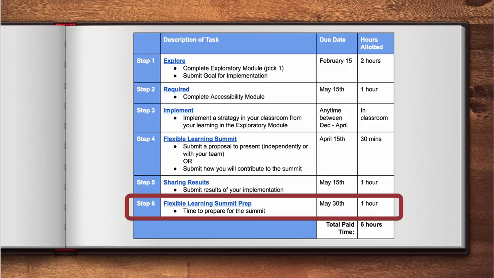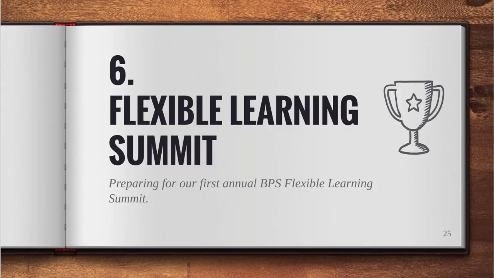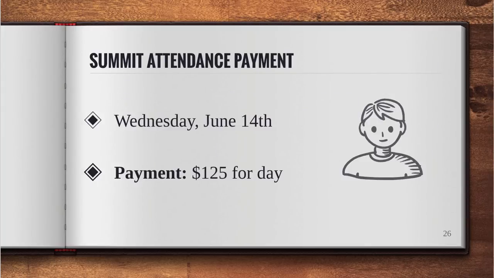Step 6. Flexible Learning Summit. The Flexible Learning Summit will take place on Wednesday, June 14th. All members that attend the summit, including presenters, will be paid at the full day training rate of $125 to attend.